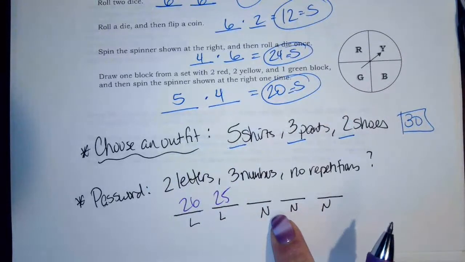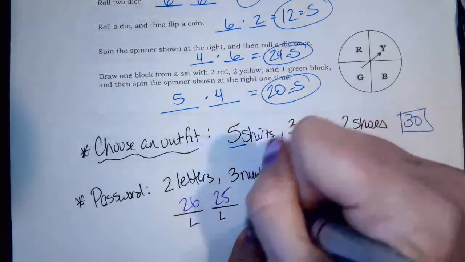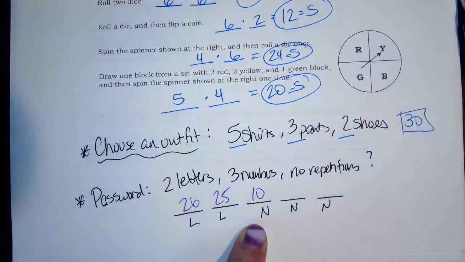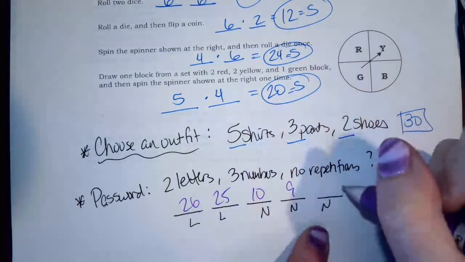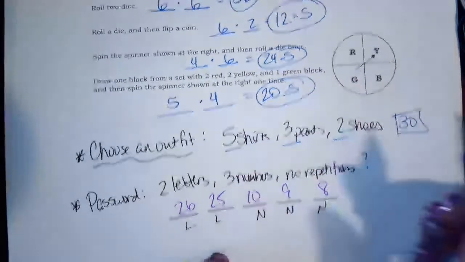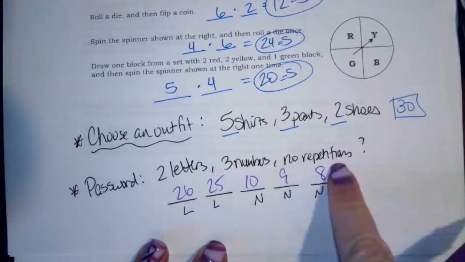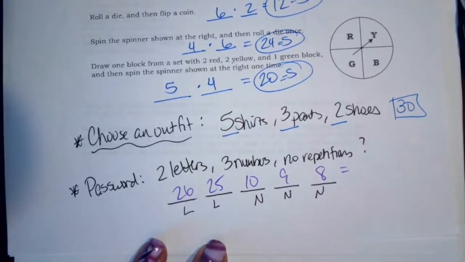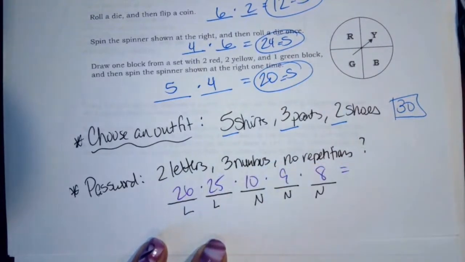Now I have to switch to numbers. How many digits are there available? 10, because you have 0 through 9, right? And it's not replaceable, no repetitions. So there we go, Judy, good job. 10, 9, and then 8. Put that into your calculator. How many different passwords can I come up with if these are the restrictions?